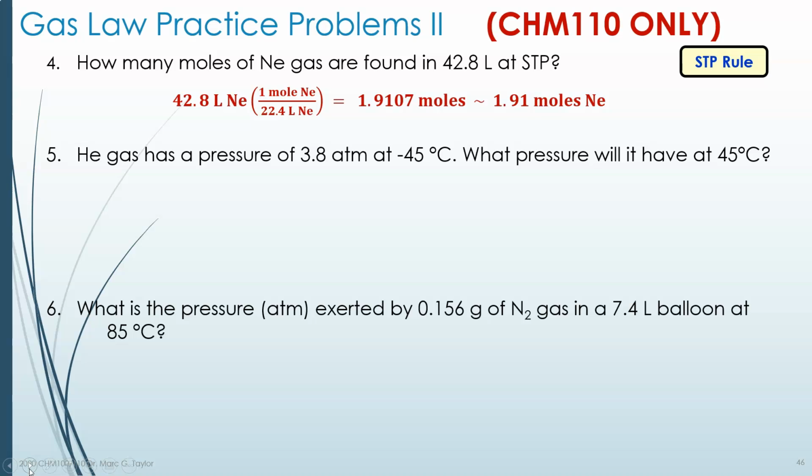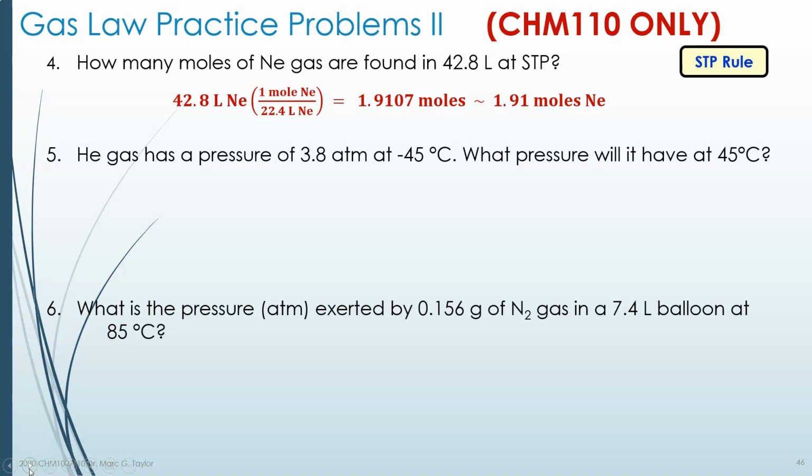We start with what we have, which is 42.8 liters of gas, and we multiply it by our STP conversion. We put liters on the bottom, we put moles on the top, and then you put the numbers in. Remember, always put your units in first in your conversion factor to avoid mistakes. And we calculate that this is equivalent to 1.9107 moles, or if we round it to 3 sig figs, 1.91 moles of neon. And this makes sense because we look at the original volume of gas, 42.8 liters. It's about twice as much as 22.4 liters. So we expect this to be about 2 moles, and sure enough it is.